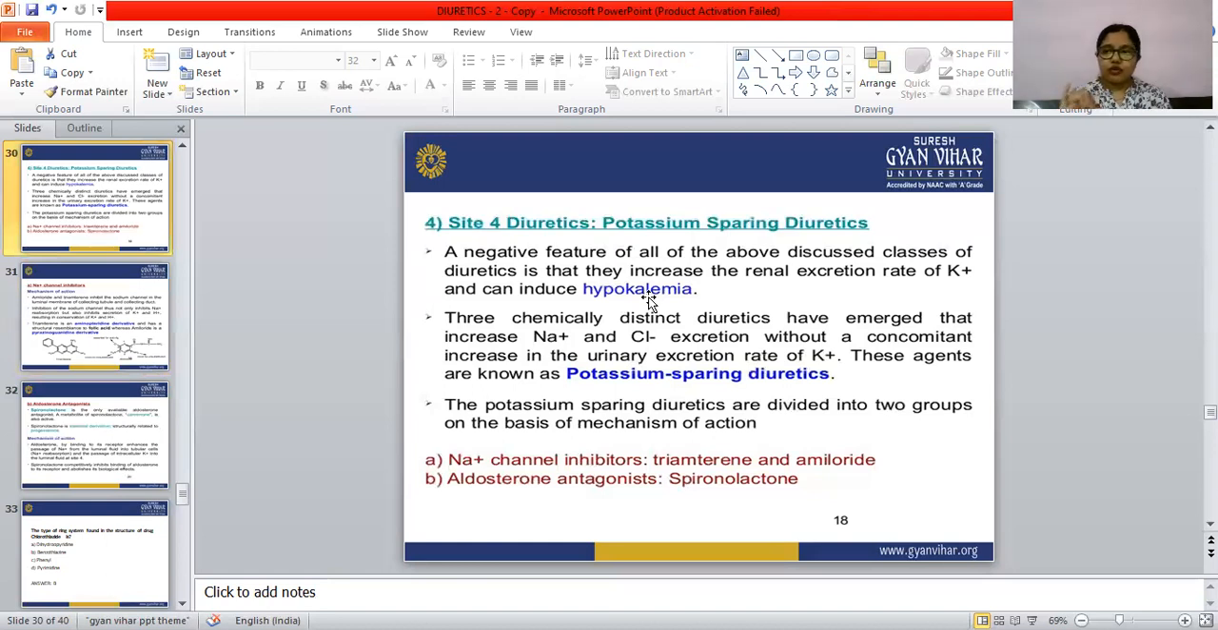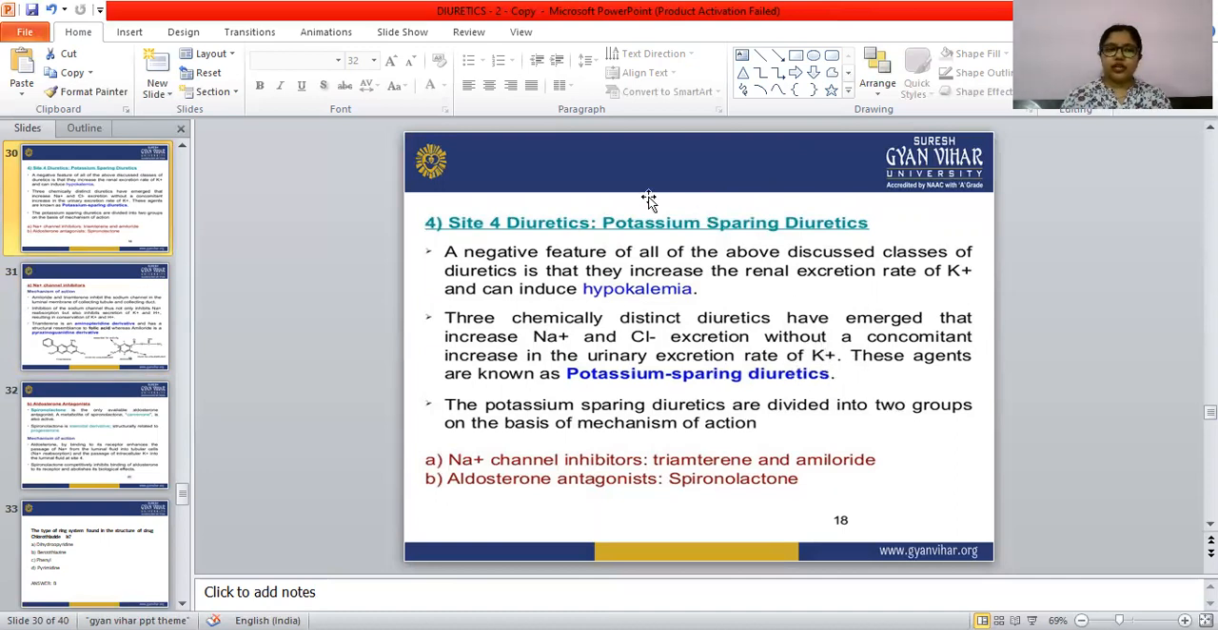All the carbonic anhydrase inhibitors, loop diuretics, and thiazide diuretics decrease the potassium level, which causes hypokalemia. But in the potassium sparing diuretics, there is no loss of potassium. Three chemically distinct diuretics have emerged that increase sodium and chloride excretion without a concomitant increase in the urinary excretion rate of potassium.